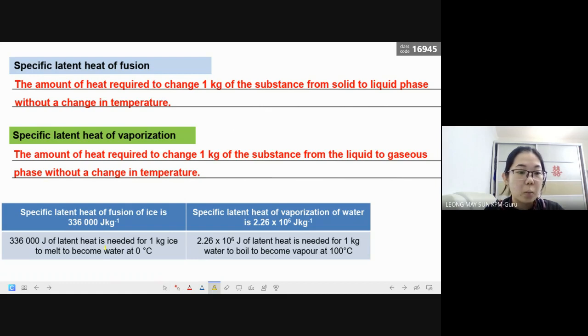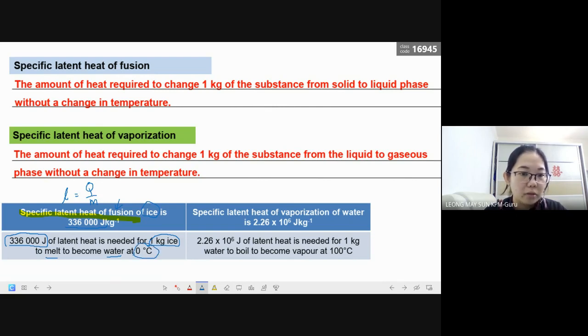If the question asks what this value means, the specific latent heat formula is given inside page 2. If you don't know what it means, go and open page 2 to find it. Specific latent heat is Q over m. So the value of 336,000 joule per kg means that 336,000 joule of latent heat is needed for 1 kg of ice to melt and become water at 0 degrees Celsius.